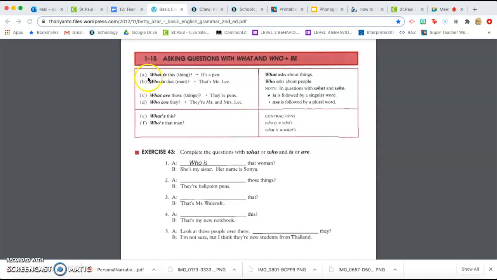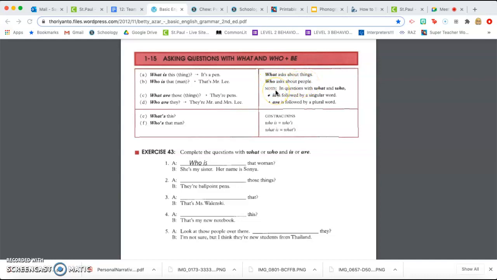So example A says, what is this? When we're talking about the word what, we're asking about a thing. So what is this? It's a pen. A pen is a thing. But when we say something like, who is that man? Who? We're talking about a person. That's Mr. Lee. So what asks about things and who asks about people.